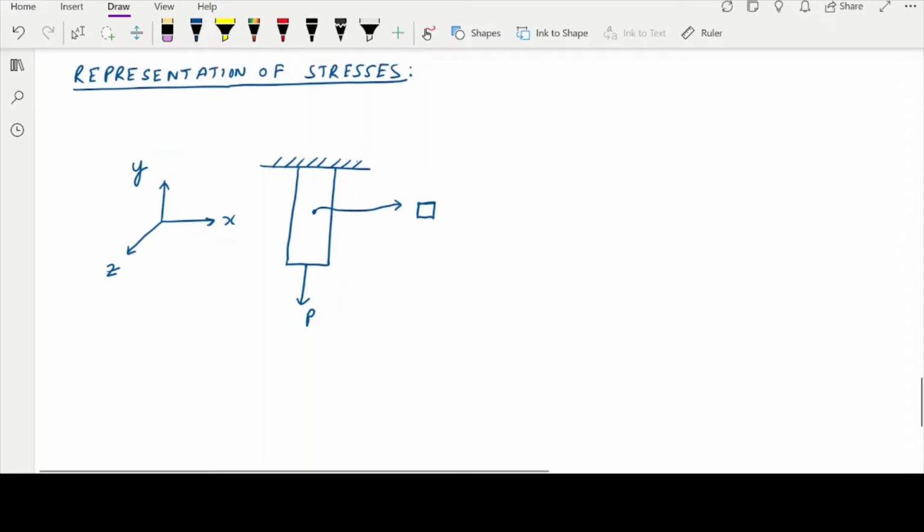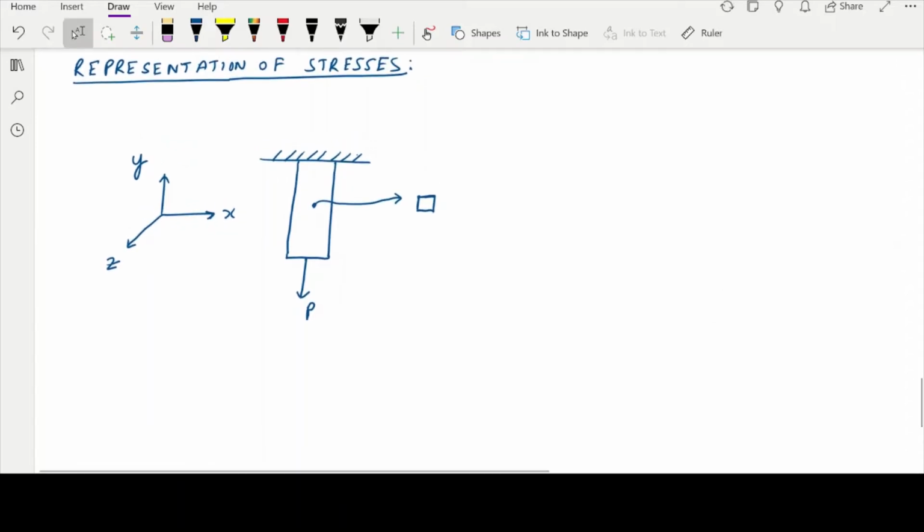So in this video, I'll be explaining about representation of stresses. Let us consider a bar that is hanging from a fixed support as shown in the figure and is acted upon by an axial force P. These are the coordinate system and axis that I'm going to be using in this video. So any point on this bar is represented as a square, and in 3D it will become a cube, right?